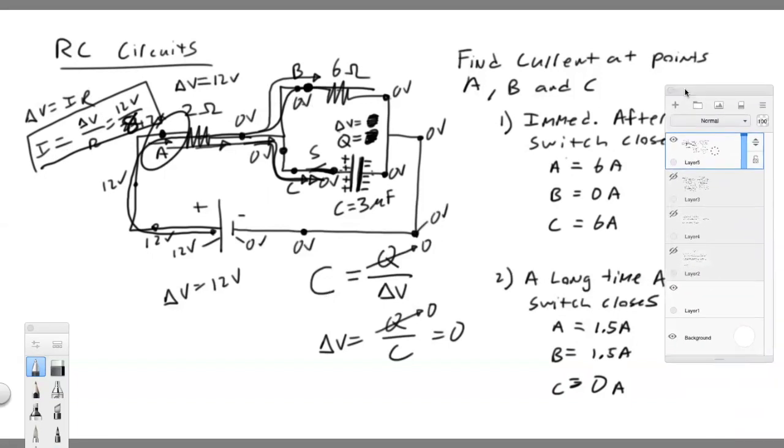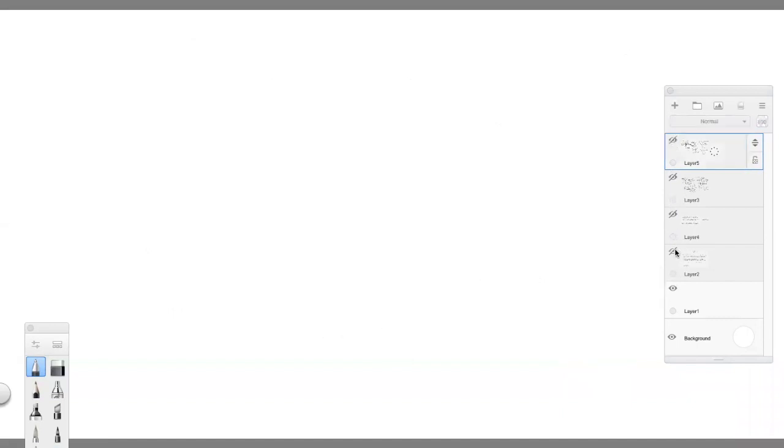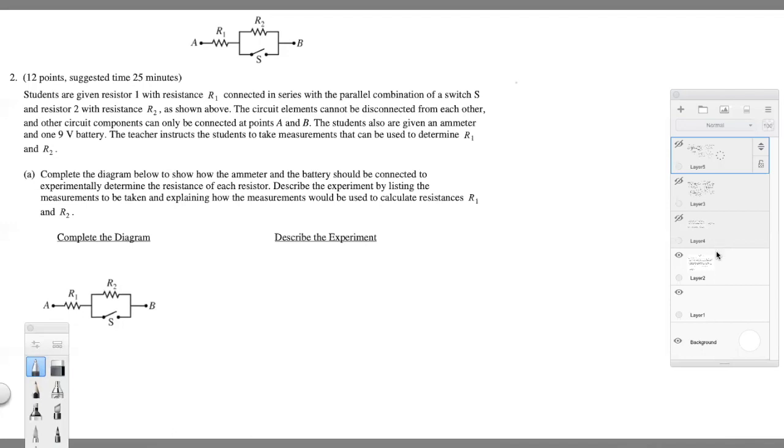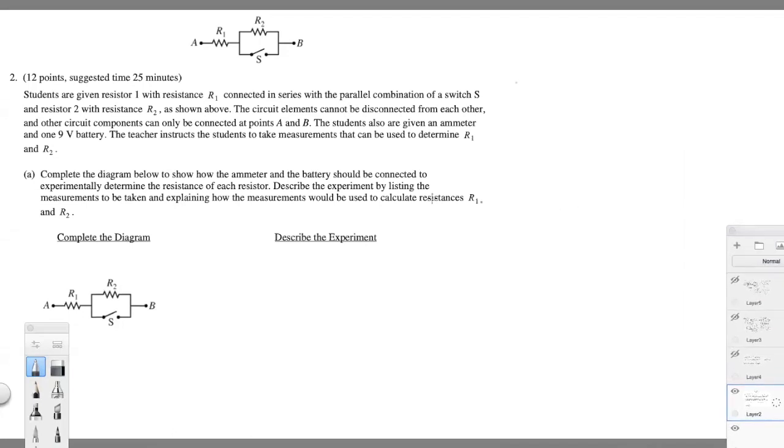All right, so that was a long intro to this problem, but everything we just talked about we're going to use for this problem. So now let's start the problem. All right, so here is our given situation.